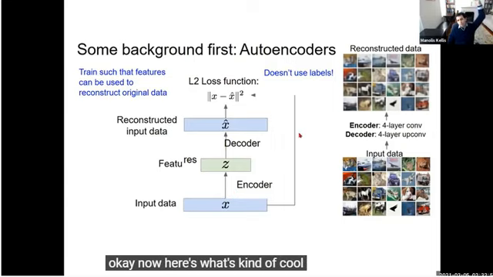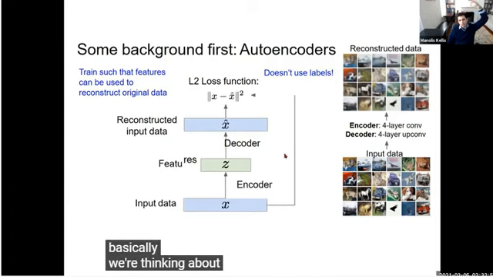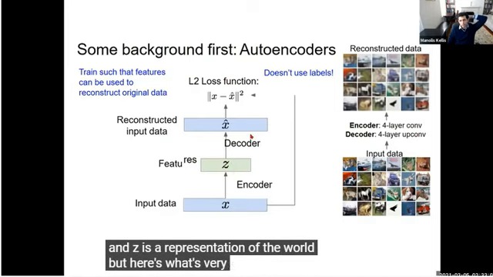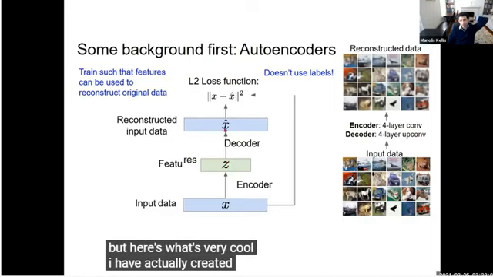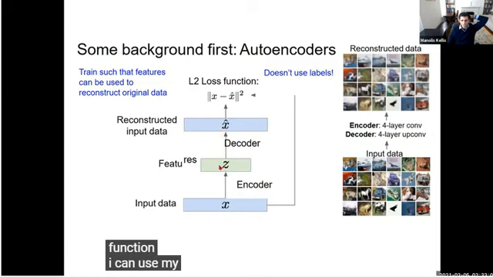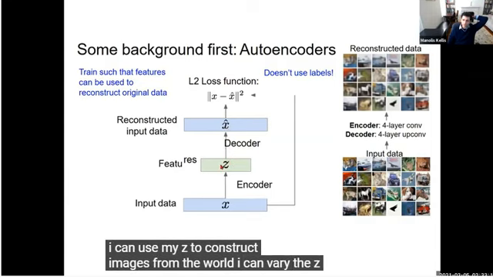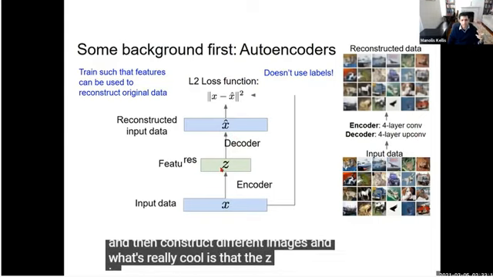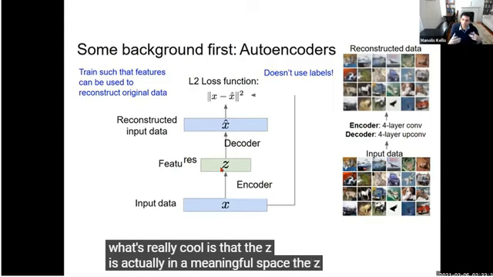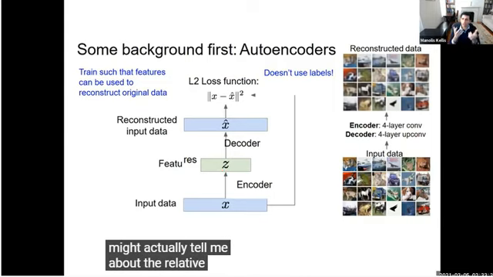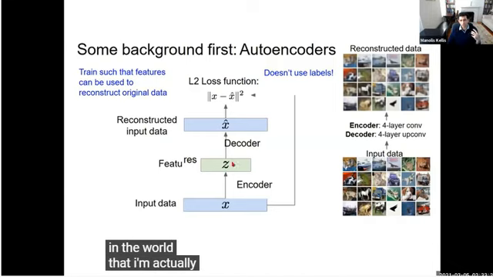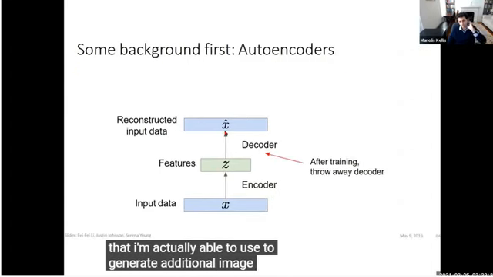Okay, now here's what's kind of cool. We were thinking about just building representations of the world, and Z is a representation of the world. But here's what's very cool. I have actually created a generator function. I can use my Z to construct images from the world. I can vary the Z and then construct different images. And what's really cool is that the Z is actually in a meaningful space. The Z might tell me about the relative features and the presence of different features in the world that I'm able to use to generate additional images of the world.